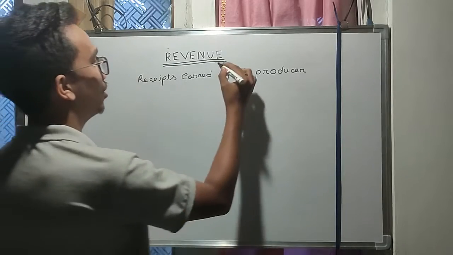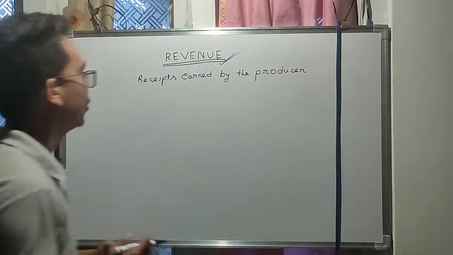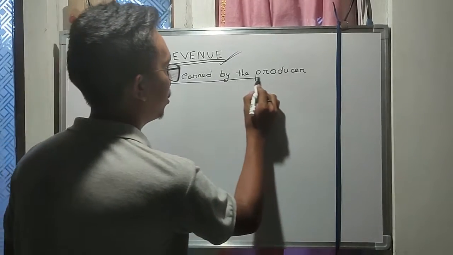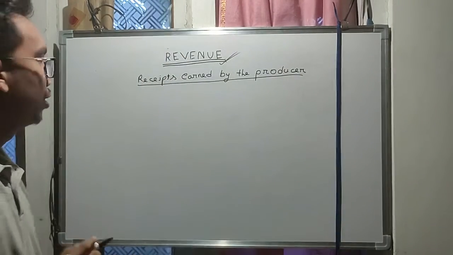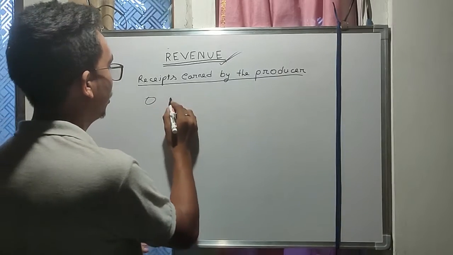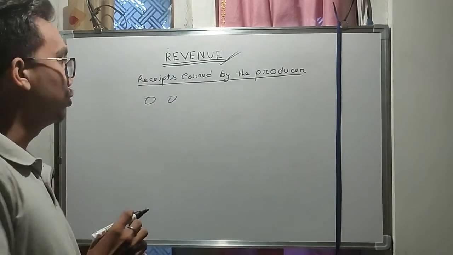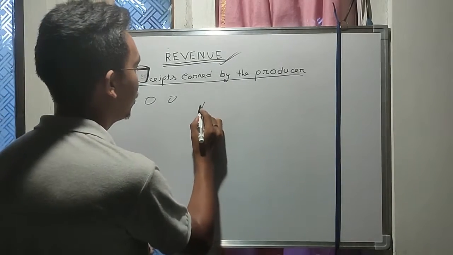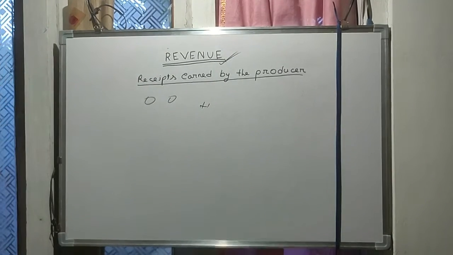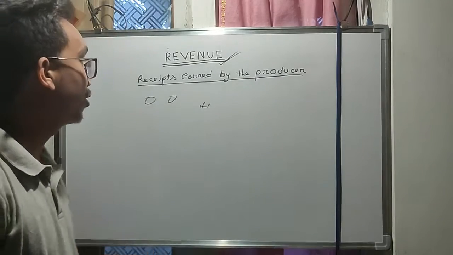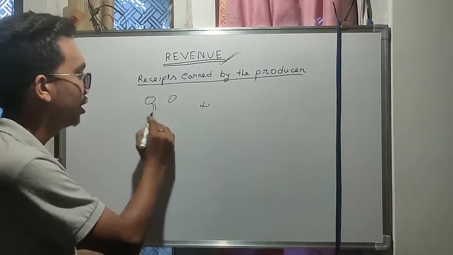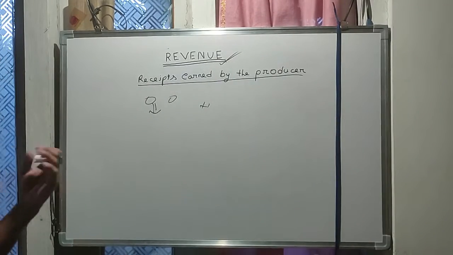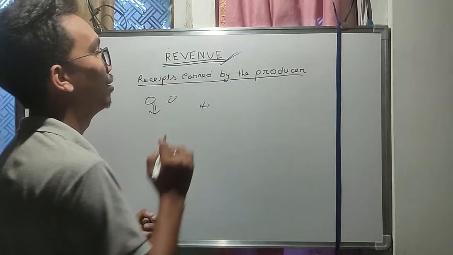Today we are going to discuss revenue. Revenue means the receipts earned by the producer. A producer can produce anything, a consumable product or any other product, and then earn revenue by selling that product. The receipts from that are called revenue.